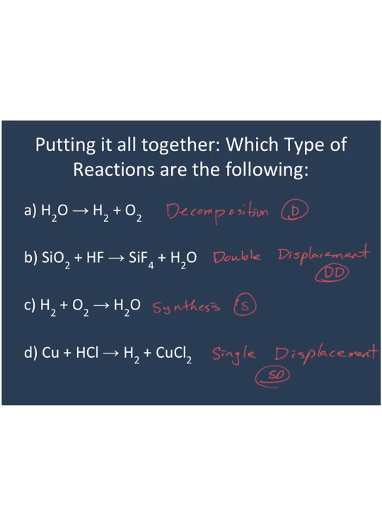For the next one, I have one chemical plus another, and I only have one product. So two things become one. That's the definition of a synthesis, or capital S for short. And finally, for D, I have a metal by itself stealing a partner. The copper is going to go with the chlorine, and that kicks the hydrogen out by itself. This is the definition of a single displacement reaction, or SD for short.